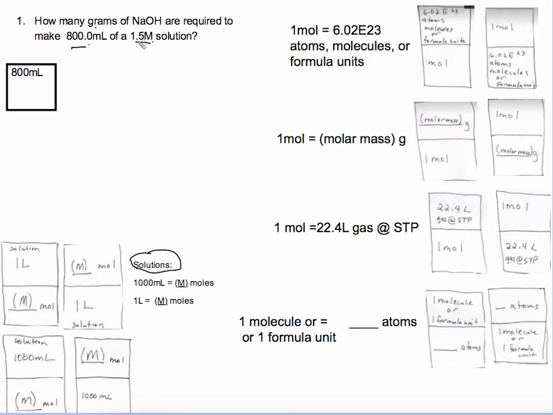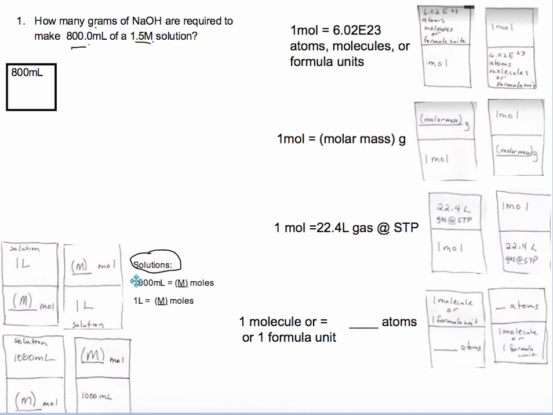The key is to write down the volume first, because this 1.5 capital M is just one of these conversion factors written as molarity. It's written in a more compact form, capital M. Capital M means moles per liter. All right, so when you have a solution, start off with the volume.